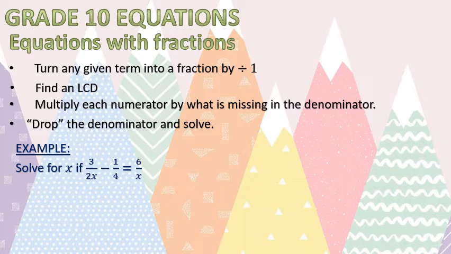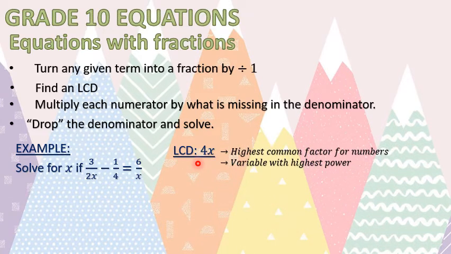So let's see. If we're told to solve for x, if 3 over 2x minus a quarter equals 6 over x, first things first, just check. Do we have any whole numbers here? Any numbers that are not fractions that we should perhaps turn into a fraction by dividing by 1? Fortunately not. These are all over a denominator, so we can jump straight into finding our LCD.